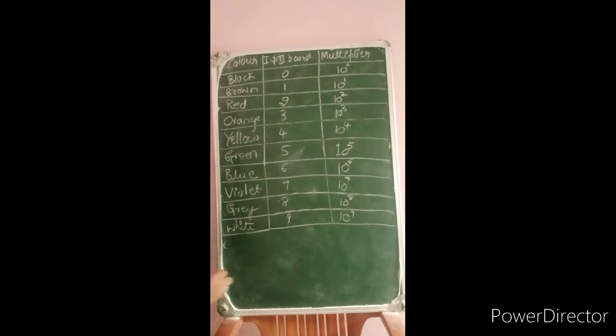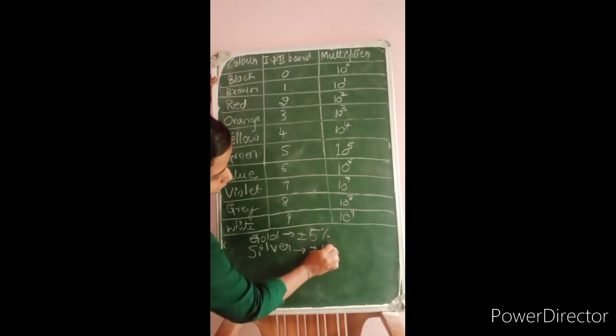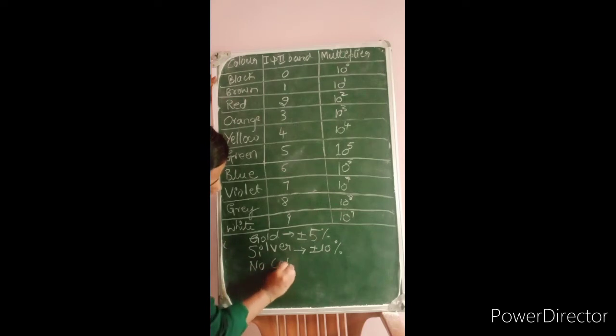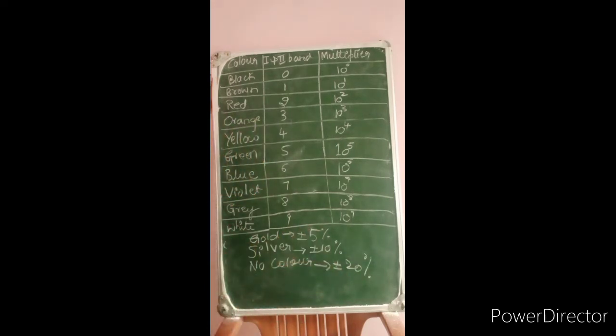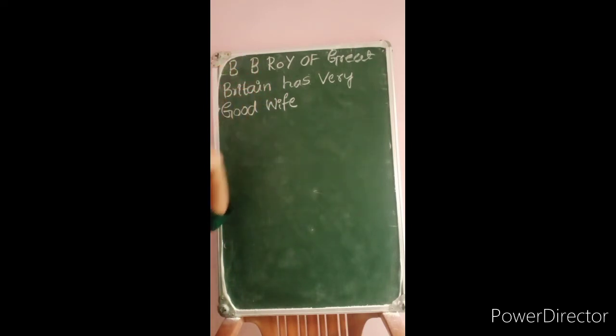So you can also write the gold is having plus or minus 5%, silver is having the value plus or minus 10%, and for no color we are having plus or minus 20% is the percentage here. Okay, this is the formula to remember how the color code can be written. B.B. Roy of Great Britain has very good wife, that is black, brown, red, orange, yellow, green, blue, violet, grey, and the last one is white.